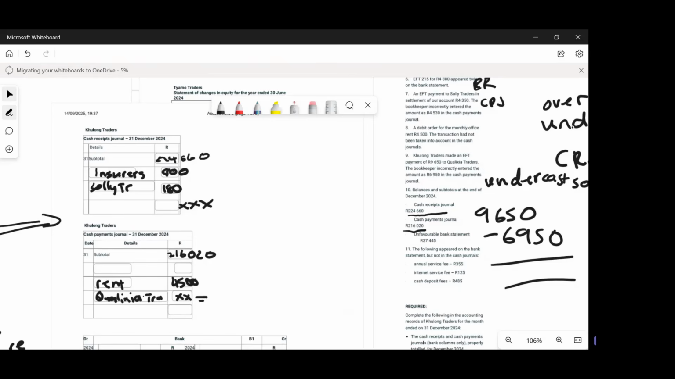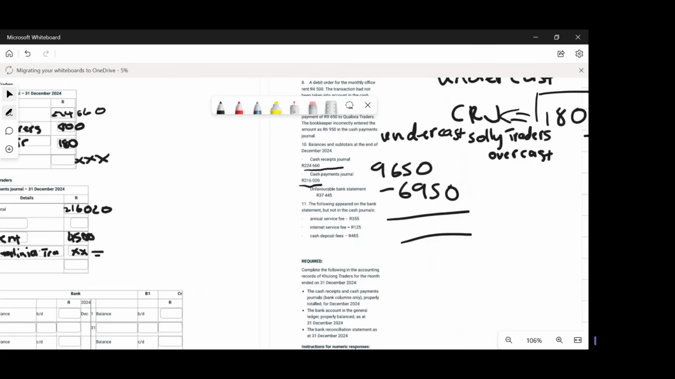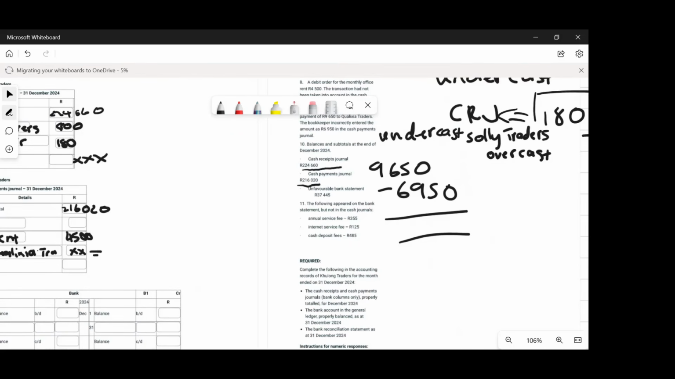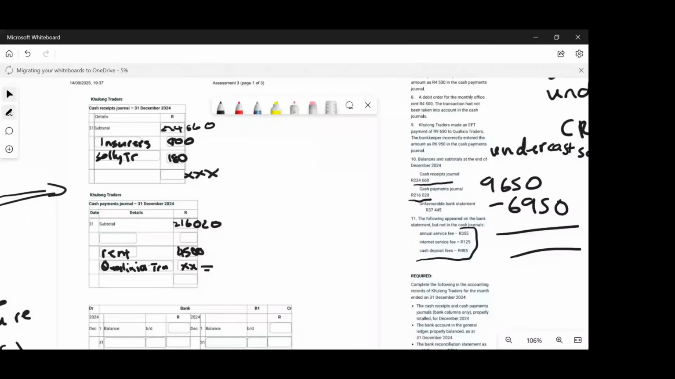All right. Then we proceed to number 11. So these are the bank charges. You just simply add all three of them. You go to your cash payment journal, you write bank charges, then you put the total of all three. You add them as one. So you say 355 plus 125 plus 485. The amount you get there, you record it here as your bank charges. And then you find your balance. Any questions so far?